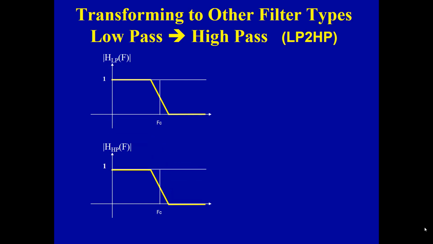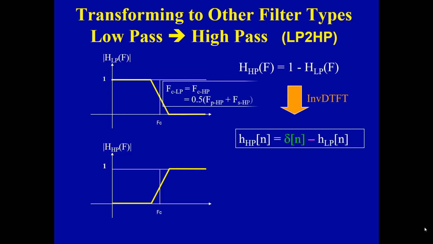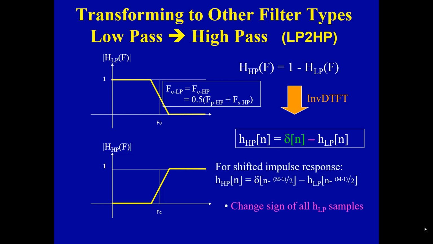We've looked at the first transformation, which is converting a low pass to a high pass, and that's based on the idea of taking the magnitude response and flipping it over so that the frequency response is 1 minus the low pass frequency response, and that gave rise to taking the unit sample response for the low pass filter, changing all of its signs, and adding one to the center sample. Now, in this transformation, the cutoff frequency of the low pass filter is the same as the resulting cutoff frequency of the high pass filter. And so we would choose the cutoff frequency for the low pass filter the same way we would choose a midpoint between the pass band edge and stop band edge frequencies.